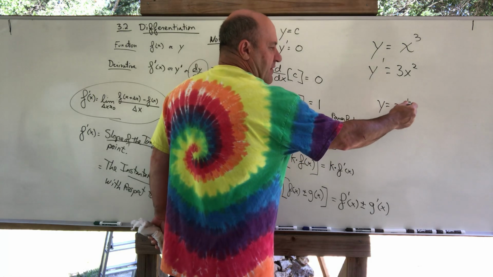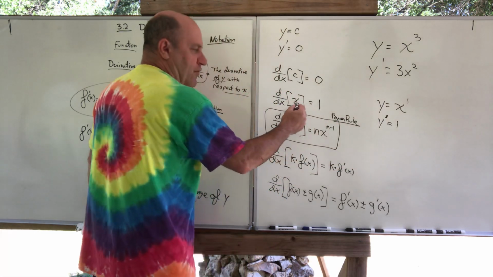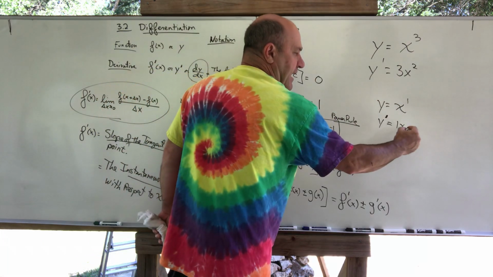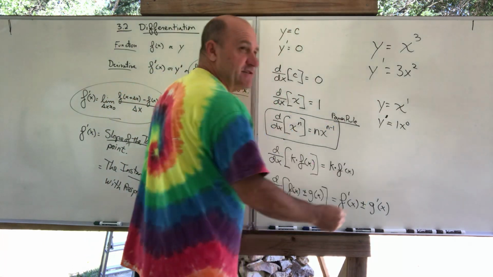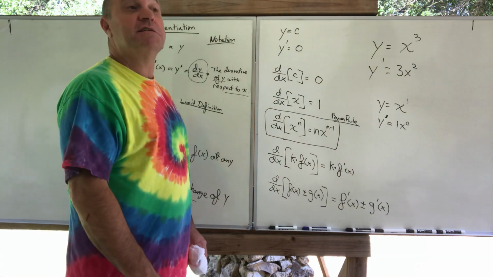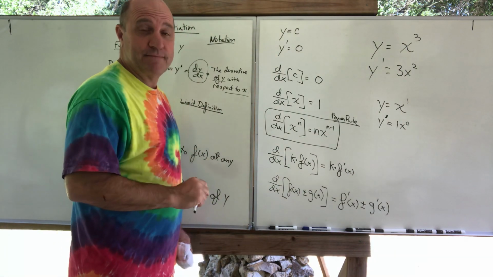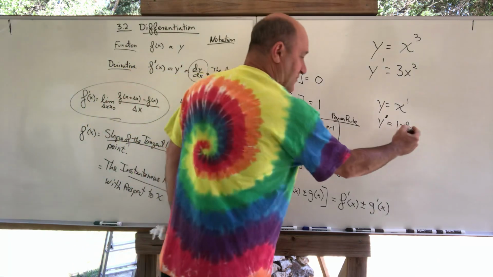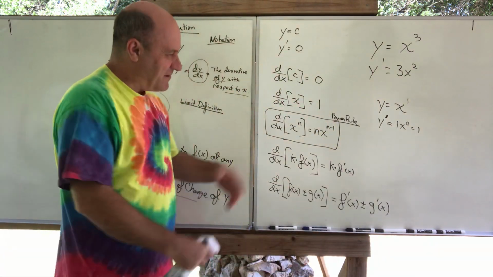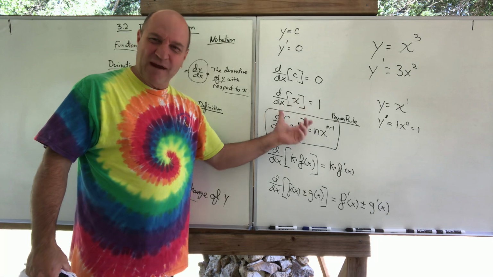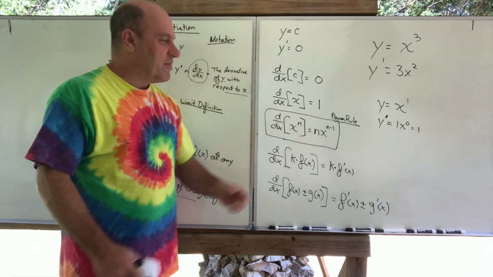How would you do this derivative? Using the power rule, you would bring the 1 down. For x, you would subtract 1, and you'd have x to the 0. Everybody knows that x to the 0 is 1. So that's a 1. We talked about that before I taught you the power rule, but the power rule applies.